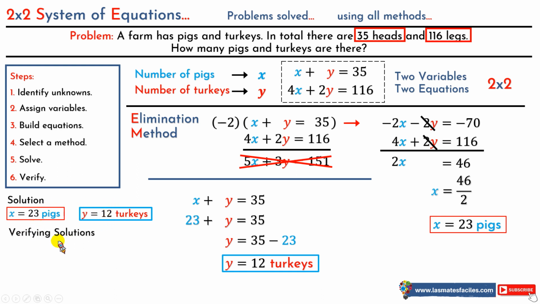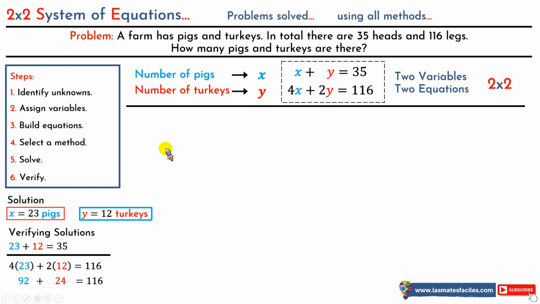Let's check the solution. From the first equation, x plus y equals 35. 23 plus 12 equals 35. Verified. Perfect. Now, from the second equation, 4x plus 2y equals 116. 4 times 23 is 92. 2 times 12 is 24. And 92 plus 24 equals 116. Perfect, verified solution.